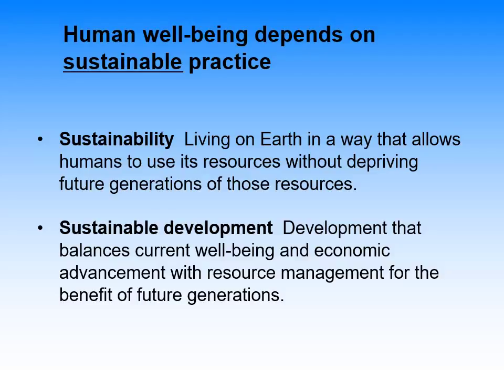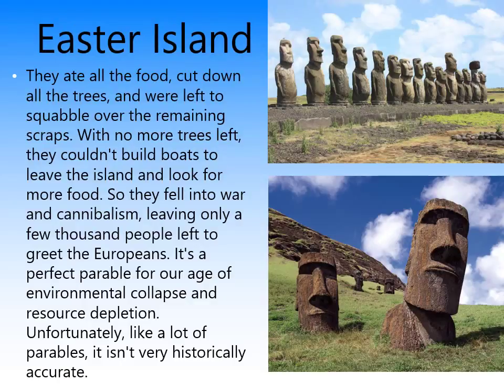So how do we do that? We start living more sustainably. We develop in a way that's economically okay and that manages our resources for us and our well-being as well as future well-being. The story of Easter Island is an example of a society that did not live sustainably. They used up resources and their environment collapsed, or so the story goes.